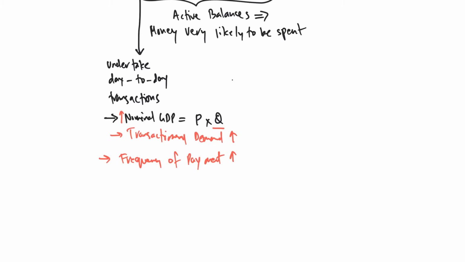Number two is that I have to go to the bank every now and then or to the ATM and get my money, but I will have enough money that can last me for a week or something. I don't want to go every day to the ATM and get money out. So when frequency of payment goes up, we say that transaction demand will fall.